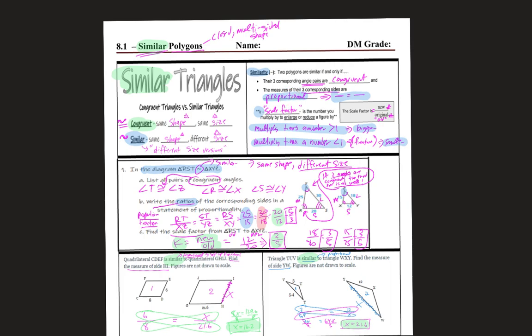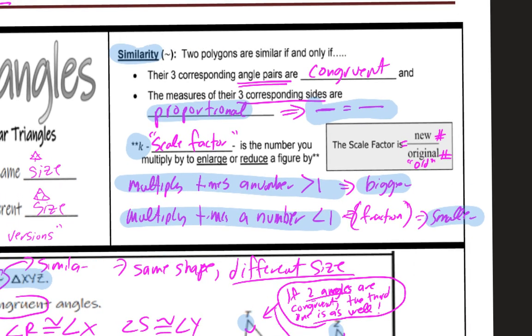And so we talked about if they are similar, then they are proportional, right? So proportional means that we can set up fractions to express their relationships, right? So the angles have to be the same or congruent, and the sides are proportional. So the scale factor, and that's what we're going to practice first. The scale factor is the number that you multiply by to enlarge or reduce.